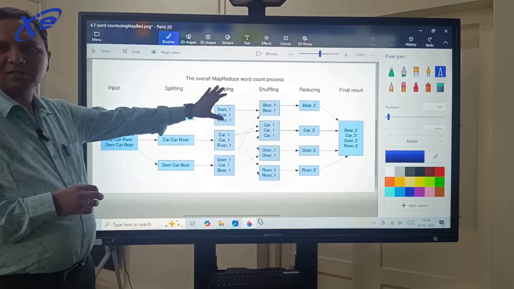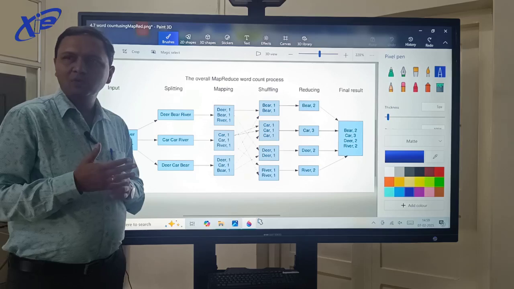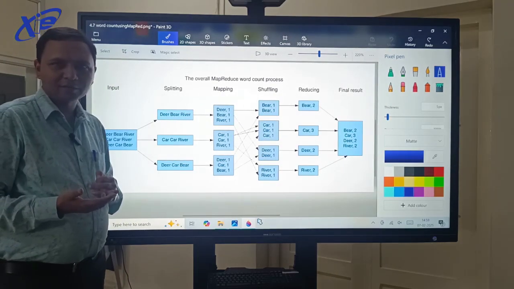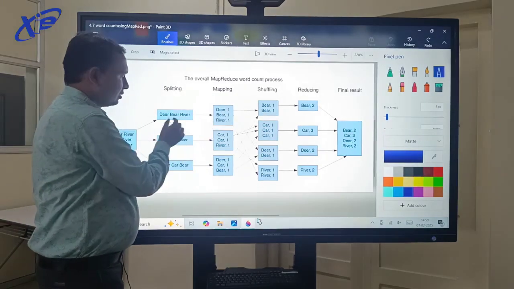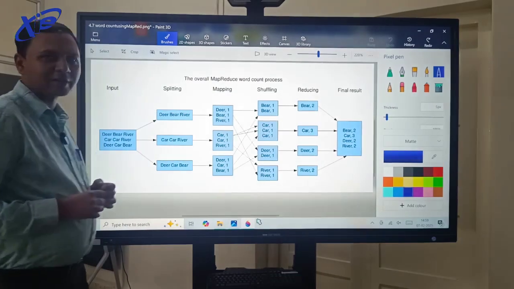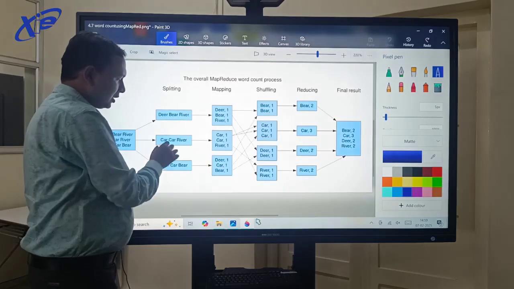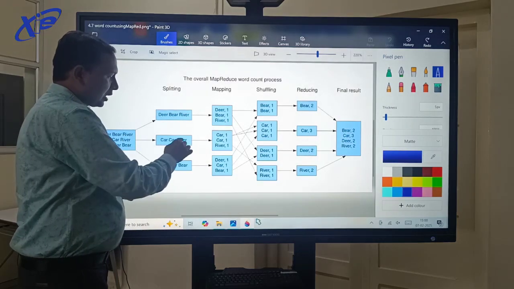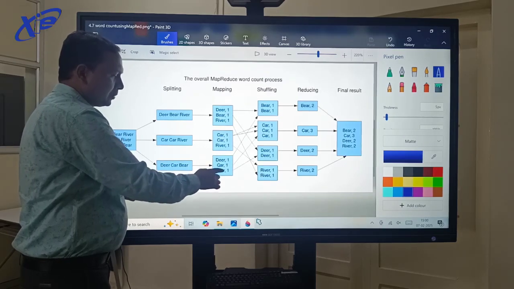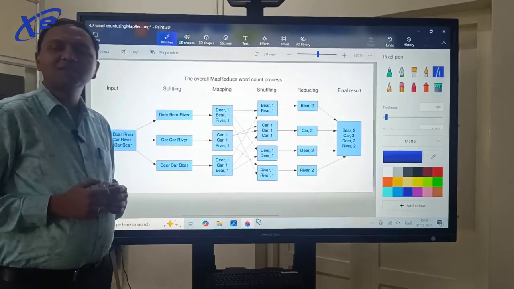Afterwards the main function starts, that is the mapping phase. In the mapping phase we assign values to the key value pairs. Here the key is deer and the value is 1. We are identifying how many times deer comes. Deer comes 1 time, deer comes 1 time, river comes 1 time. Similarly we calculate car, river, deer, car and beer. Deer comes 1 time, car comes 1 time, beer comes 1 time. So this block we call a key value pair.